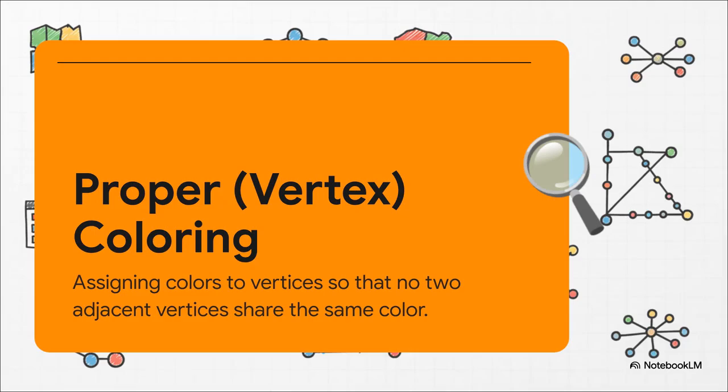Now, in computer science, we have a fancy name for this, of course. It's called a proper vertex coloring. But don't let the name intimidate you. It's literally just one rule. If 2 points, or vertices, are connected by a line, they cannot, under any circumstances, have the same color. That's it. But that one single rule is the engine for this entire problem, and as you're about to see, it leads to some wildly complex situations.